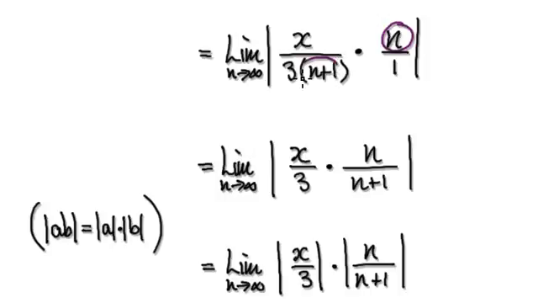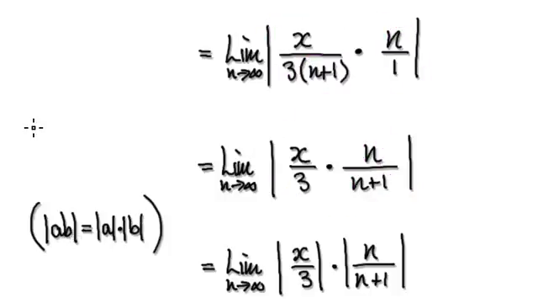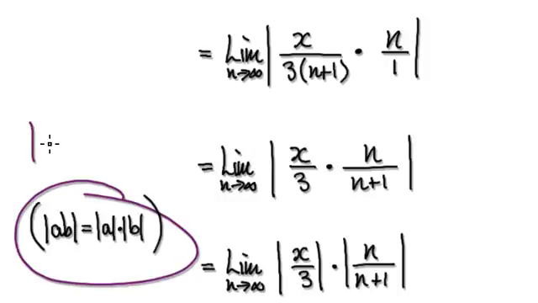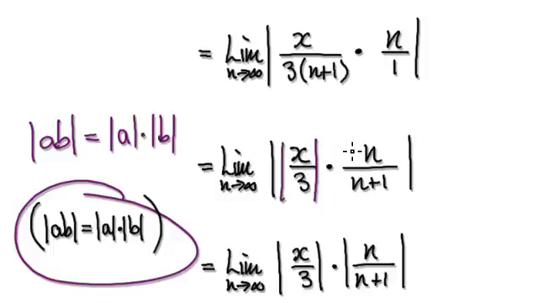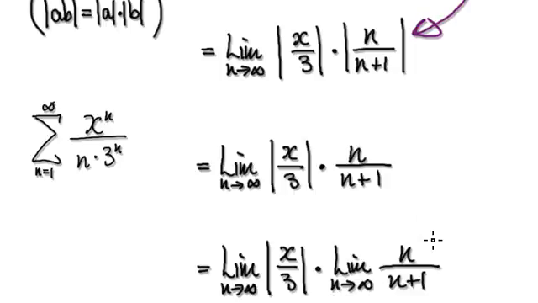Group all the n's together, so you've got your n plus 1. Basically, rearrange this to this. Remember, when you have the absolute value of AB, that's the same as the absolute value of A times the absolute value of B. So that's the same as us doing this. From here, that would then take us to here.